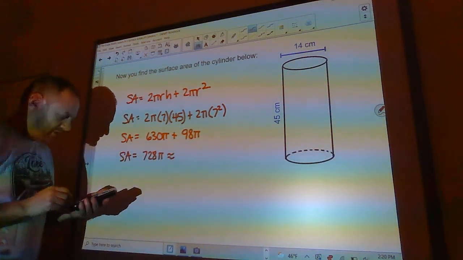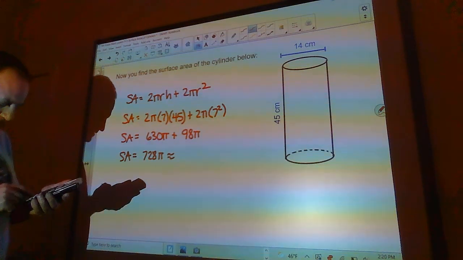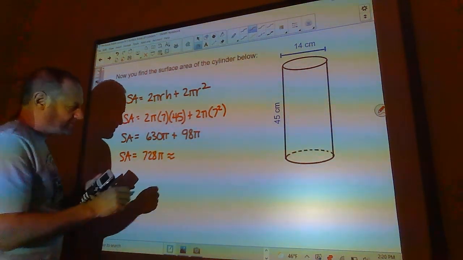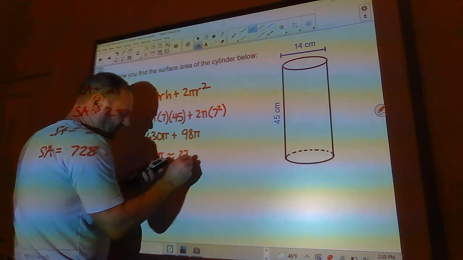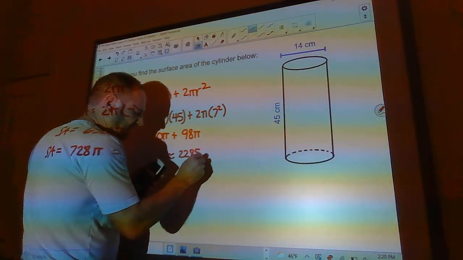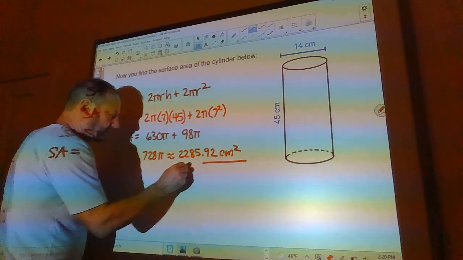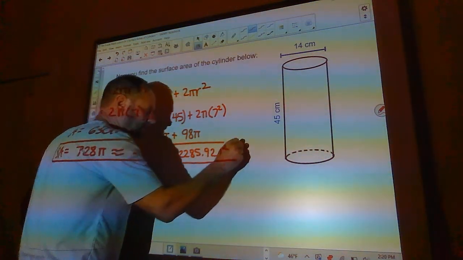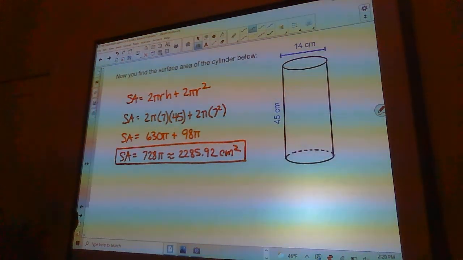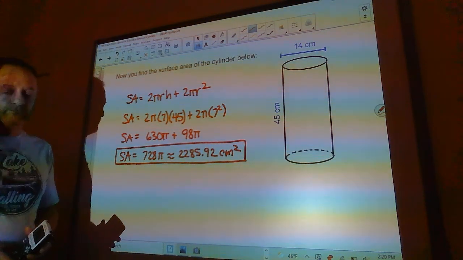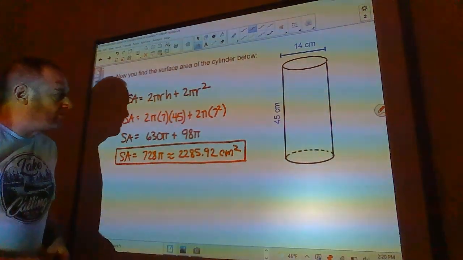But I'm probably more interested in figuring out what that is. That's approximately 2,285.92 square centimeters. And there we go. So hopefully that's what you got.